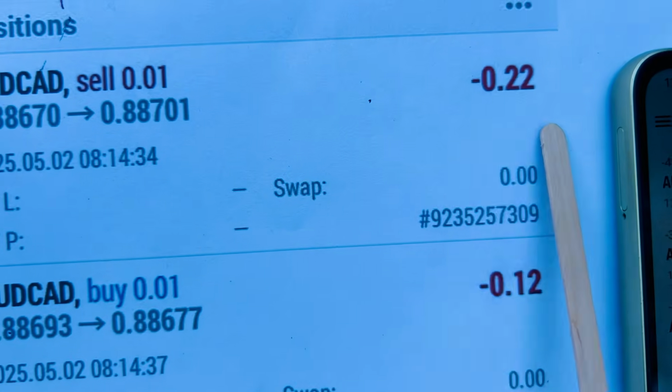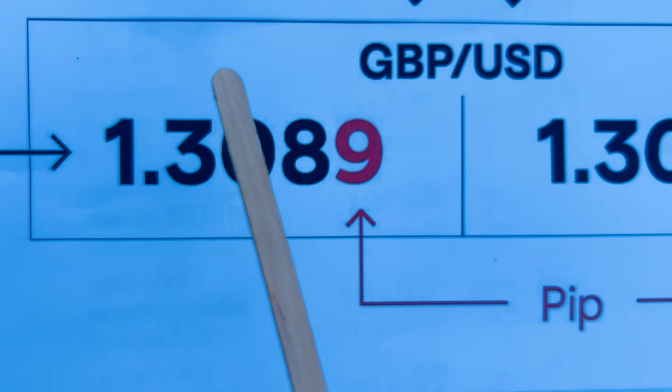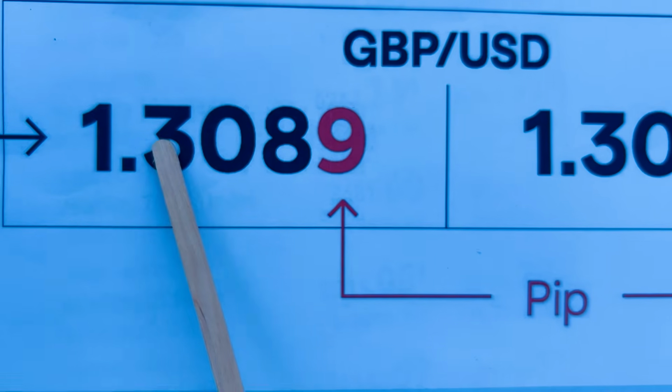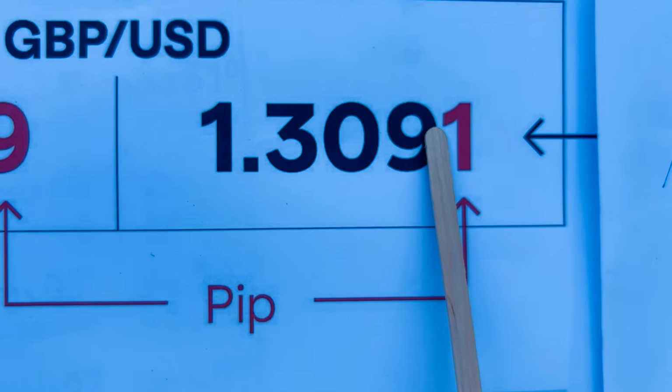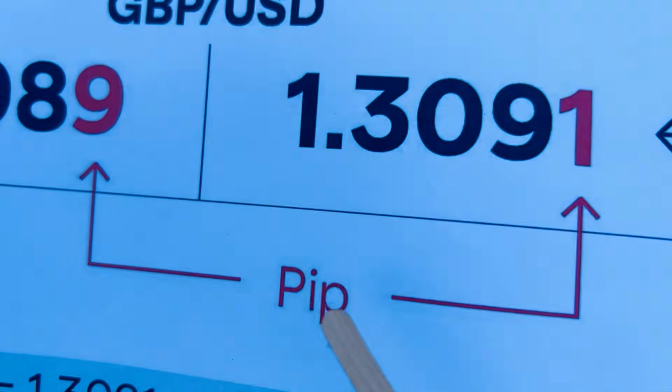What is a spread? A spread is the difference between the bid price and the ask price. Simple. The bid price is your price for selling. The ask price is the price for buying. Simple. Now, let me explain that so you understand in a much better way.